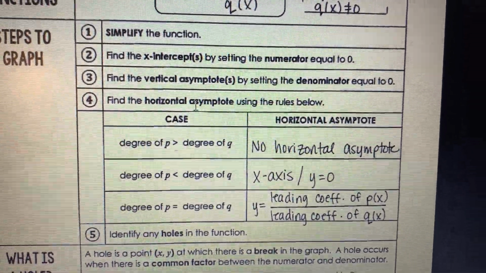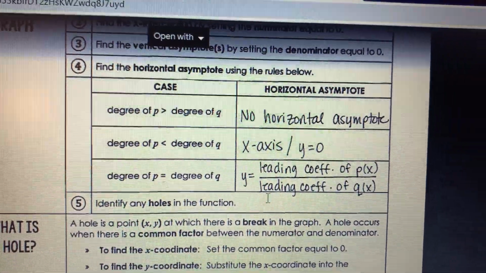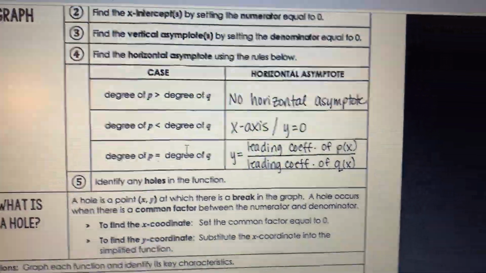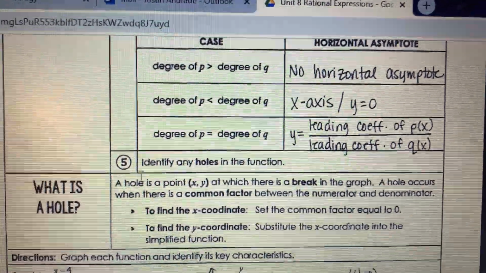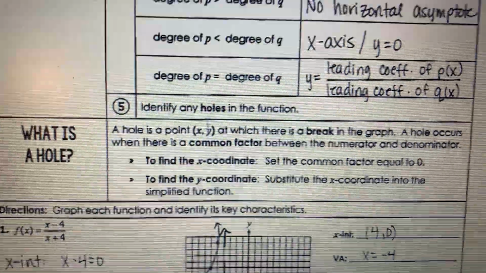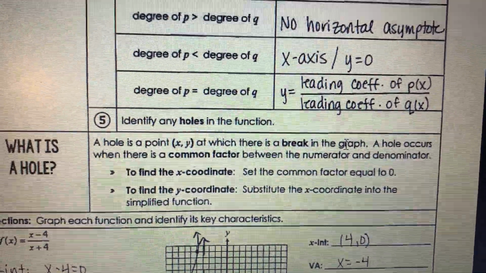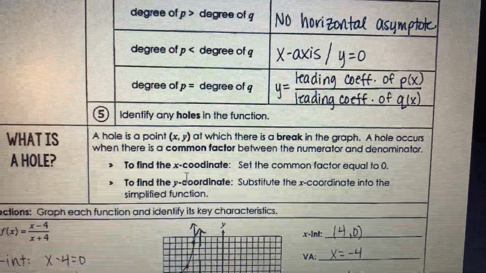Then you want to find horizontal asymptotes following these rules for these 3 cases, depending on the degrees of the polynomial. Lastly, you want to identify any holes in the function. Holes occur when you cancel out like factors. And so here you can see, a hole is a point at which there's a break in the graph. A hole occurs when there is a common factor that you've canceled out.